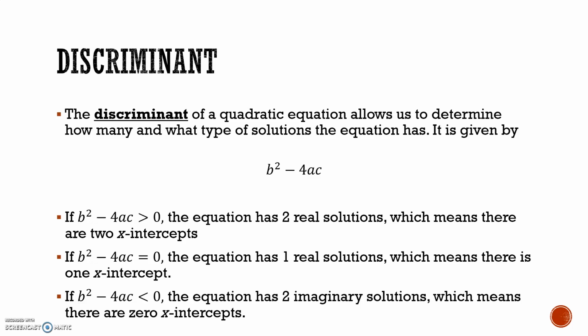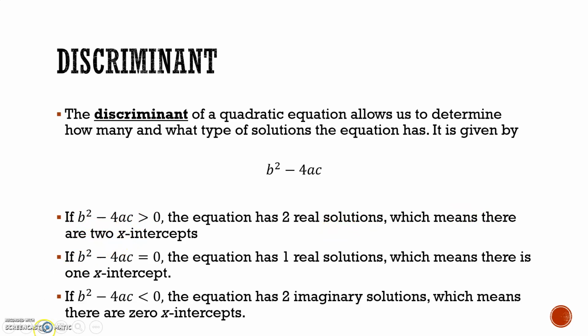All right, so that's all stuff you've seen before, but this might be something new. So the discriminant is basically the stuff that's under the square root. It looks like this. The discriminant tells us a lot about a quadratic equation, specifically how many and what type of solutions the equation is going to have. So if b squared minus 4ac is greater than 0, there are 2 real solutions. Or in other words, there are 2 x-intercepts.